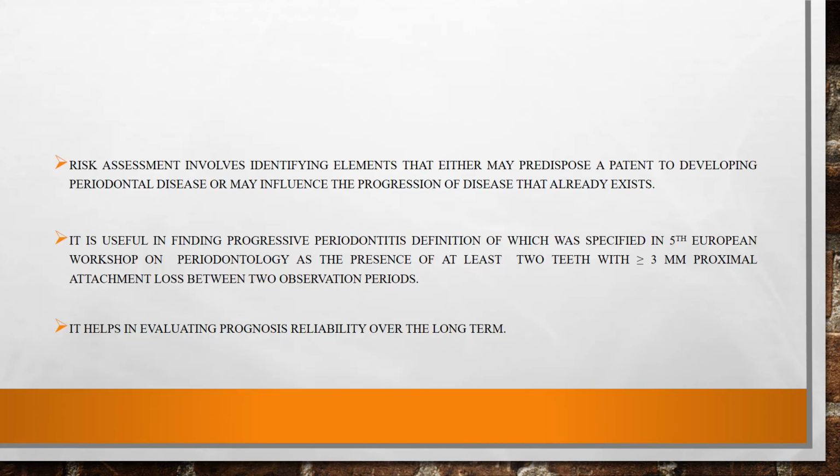Okay, so risk assessment involves identifying elements that either may predispose a patient to developing periodontal disease or may influence the progression of disease that already exists. It is useful in finding progressive periodontitis, definition of which was specified in the 5th European Workshop on Periodontology, as the presence of at least two teeth with greater than 3 mm proximal attachment loss between two observation periods. It helps in evaluating prognosis reliability over the long term.